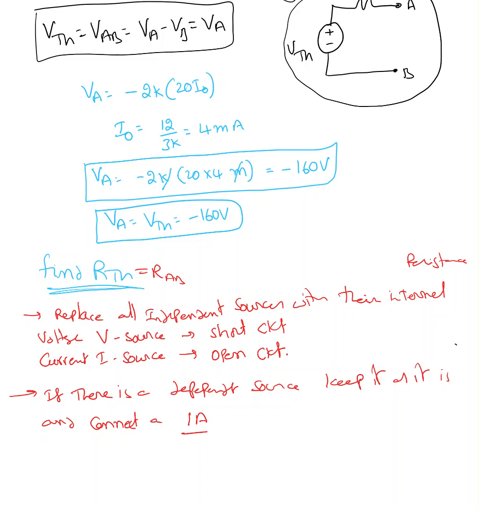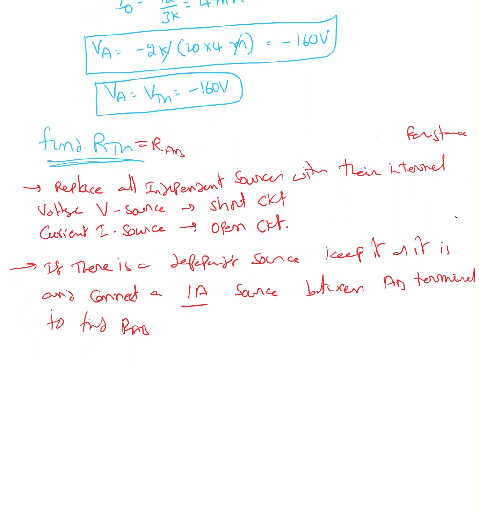You can use either 1 ampere or 10 ampere or 50 volt or 100 volt or 1 volt, doesn't matter. I always go with 1 ampere, it's easy for me. Connect a 1 ampere source between AB terminals to find RAB. Okay, why am I connecting a 1 ampere source? Because the dependent source also contributes some internal resistance to the circuit, so I have to include that here.